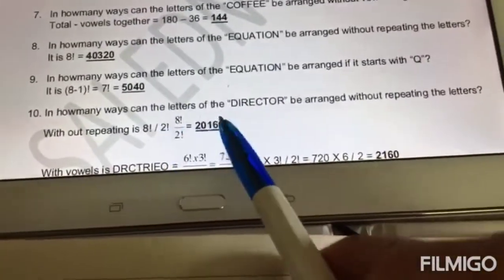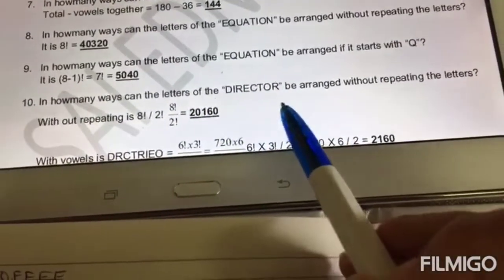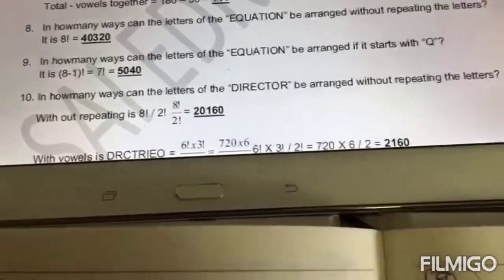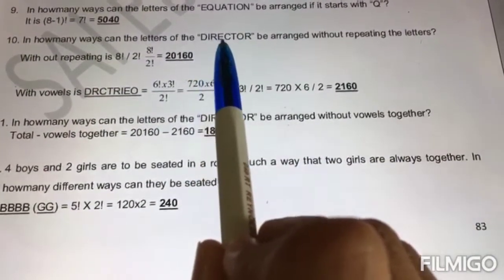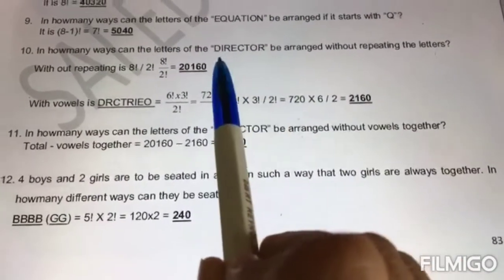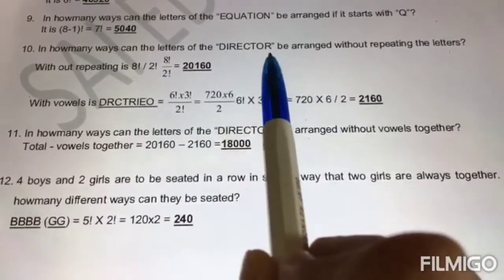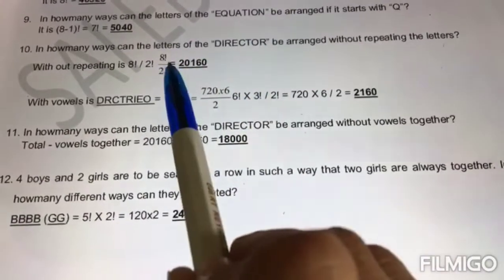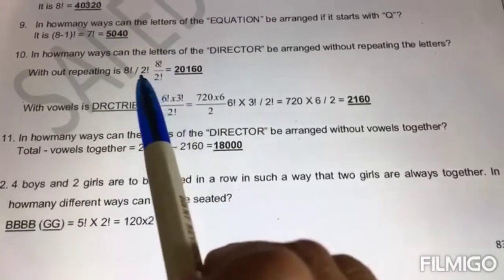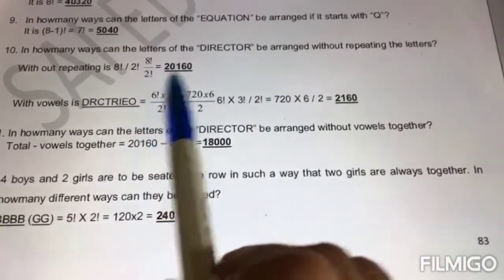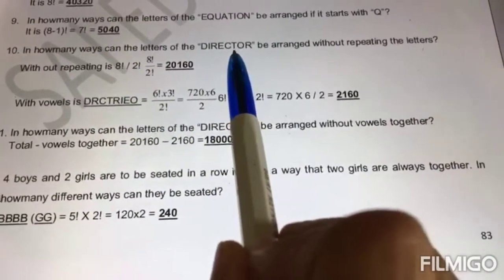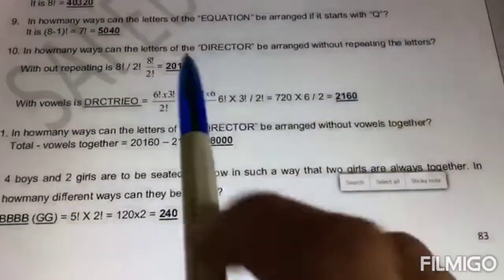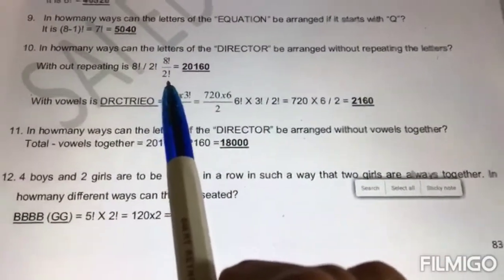In how many ways can the letters of the word director be arranged without repeating the letters? Okay, so the word director has how many letters? 1, 2, 3, 4, 5, 6, 7, 8. How many ways can we arrange 8 letters? It will be 8p8, which will give us 8 factorial. Now they have divided it by 2 factorial. Why? Because there are 2 repetitions, R, right? So we cannot afford to have repeated letters, and that's why you are dividing it by 2 factorial.